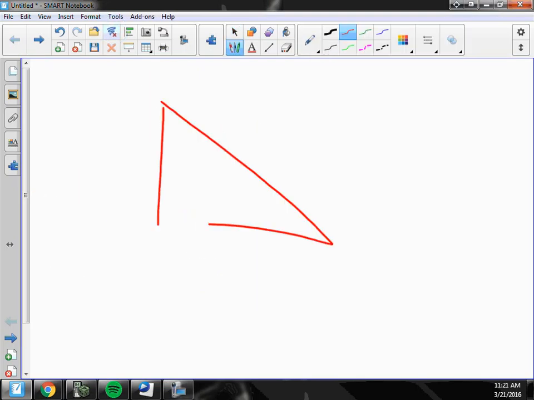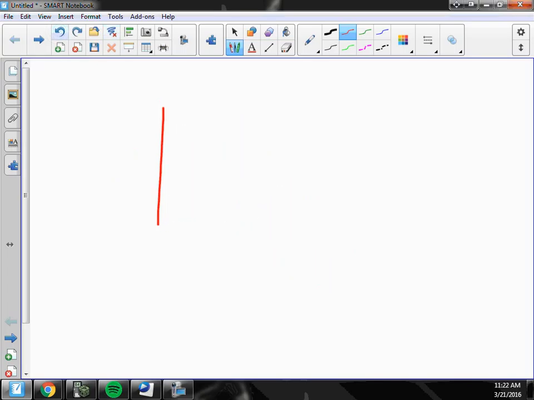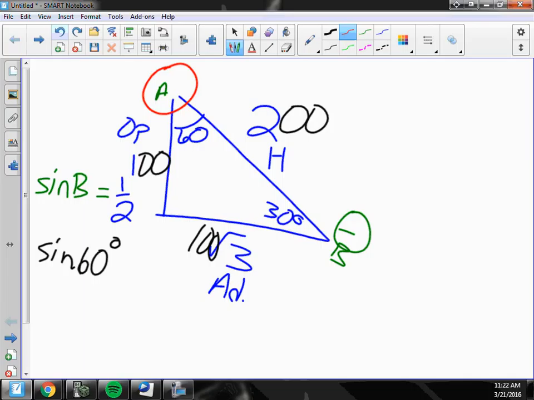So I have a right triangle. This is 30 degrees. Let's say I know that H is 24. How big is X? Well, you should be able to figure that out without a calculator. What did we learn about the sine of 30 degrees? It's 1/2. So X has to be half as big as 24, which is 12. So in this triangle here, we realize that if theta is 30, then the opposite side is half as big as the hypotenuse.